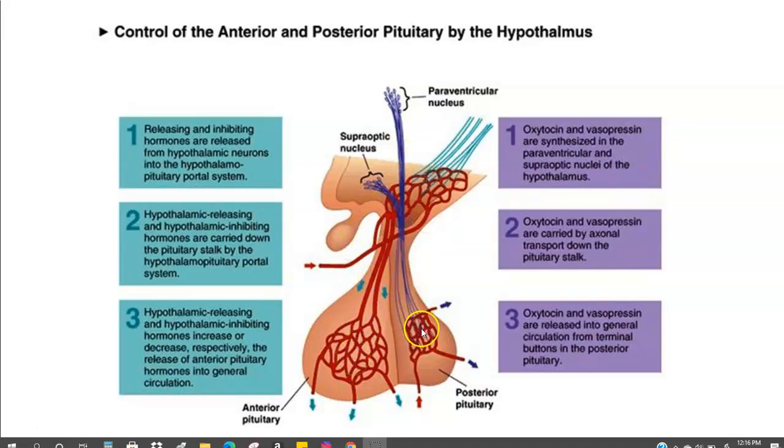Again, the posterior pituitary is connected to the hypothalamus through a neural connection, through the axons of those neurons that start in the hypothalamus and then end in the posterior pituitary. Okay, so that is the hypothalamus. I will stop here and then pick up with the pituitary gland in the next video.